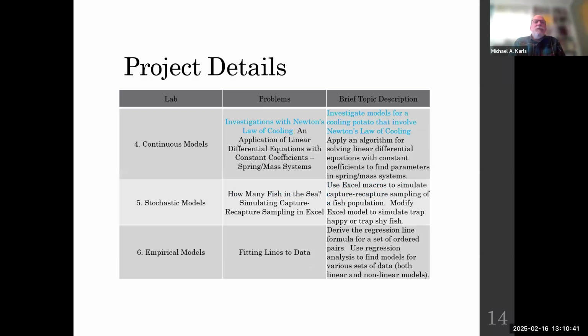Okay, and then here's the fourth, fifth, and sixth labs. So we looked at continued models, stochastic models, and empirical models. And again, the purplish colored text, that's the part that incorporates SIMIODE material into the class. So we looked at models for cooling a potato that involved Newton's law of cooling. I also incorporated differential equations where we looked at spring mass systems and a second order, the harmonic oscillator equation. They investigated that.